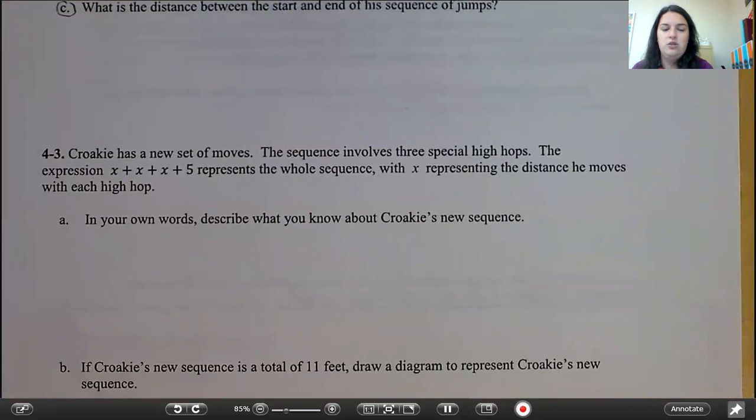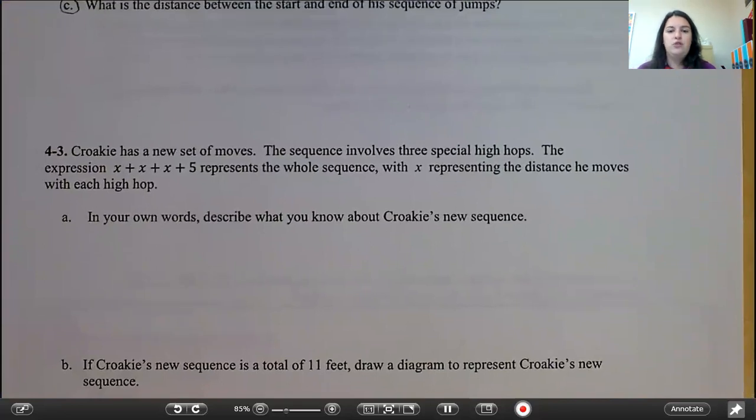4.3 says, Croaky has a new set of moves. The sequence involves 3 special high hops. The expression x plus x plus x plus 5 represents the whole sequence, with x representing the distance he moves with each high hop. In your own words, describe what you know about Croaky's new sequence. So go ahead and pause the video and answer part A.